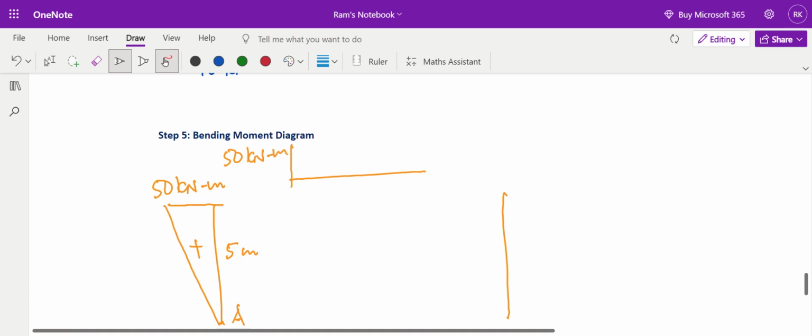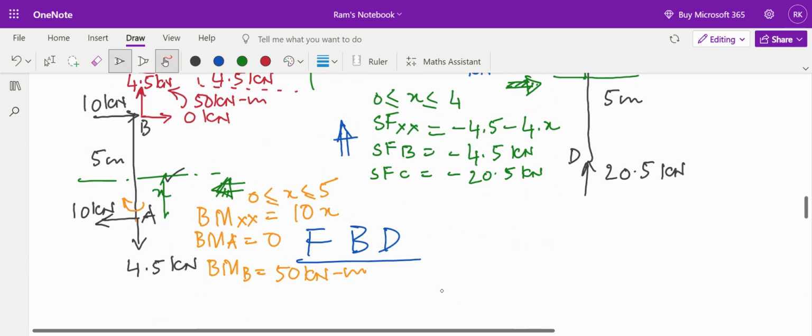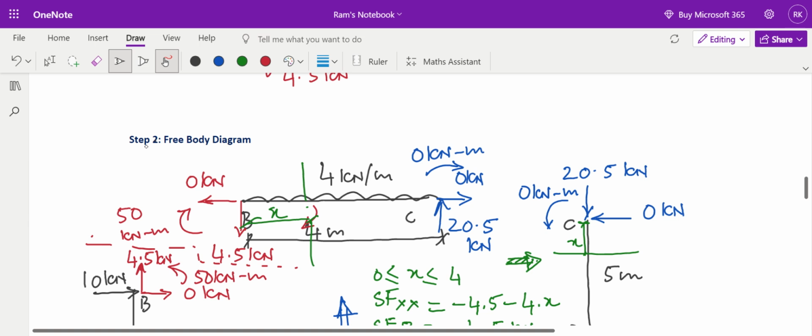My friends, this B and this B are the same. So bending moments must be the same, 50, and here it is 0 kilonewton meter acting at point C. So 0 kilonewton meter. How to connect these 2 points? Just like we have written the shear force equation, I will write the bending moment equation for this.